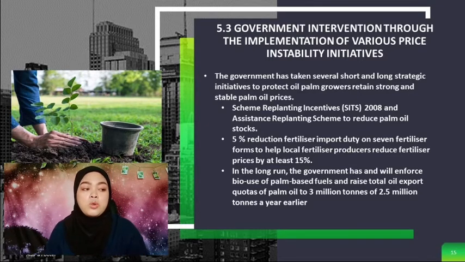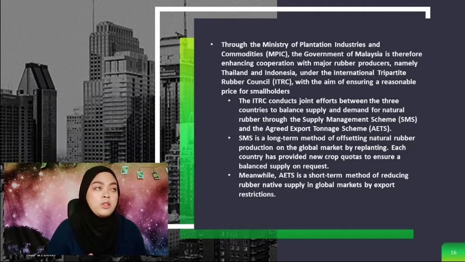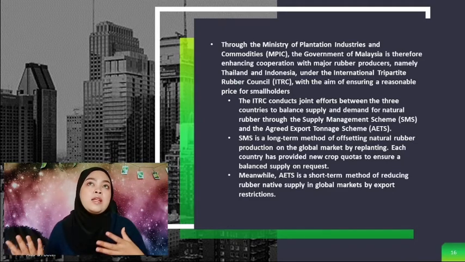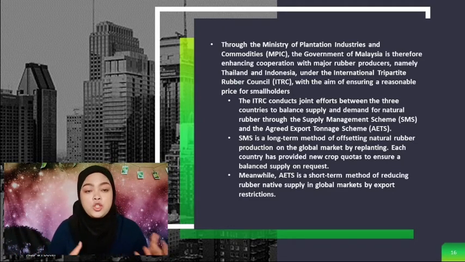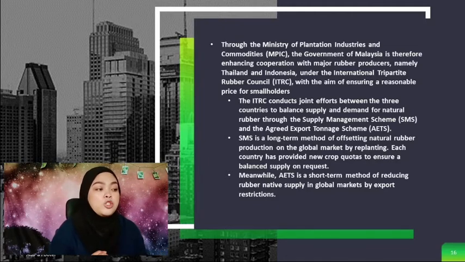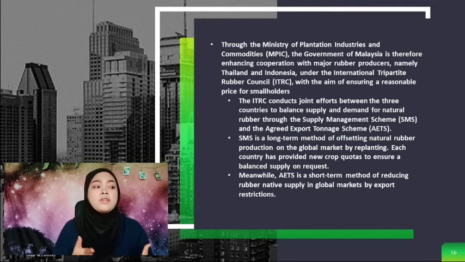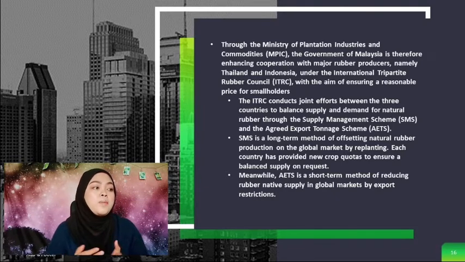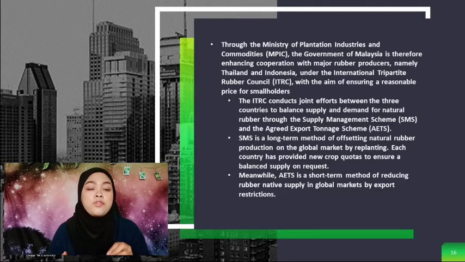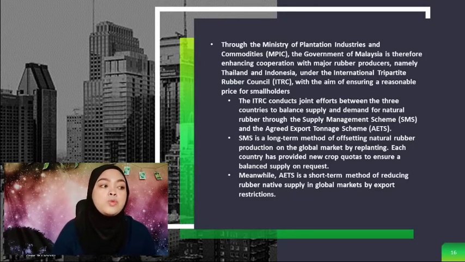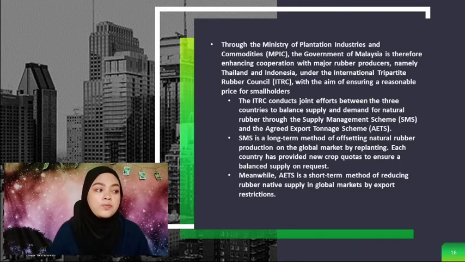The aim is to ensure a reasonable price for smallholders. ITRC is about joint effort between these three countries to balance the supply and demand for natural rubber through the Supply Management Scheme (SMS) and also the Agreed Export Tonnage Scheme (AETS). SMS is a long-term method of offsetting natural rubber production on the global market by replanting. So each country has provided new crop quotas to ensure a balanced supply on request.